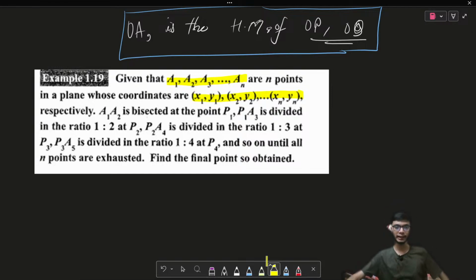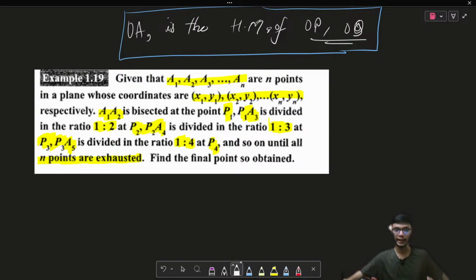Now it is said that A1A2 is bisected at the point P1. P1A3 is divided in the ratio 1:2. P2A4 is divided in the ratio 1:3, and so on, such that unless and until the n points are exhausted. So that is the main problem. So you have to find out the coordinate of the final position.